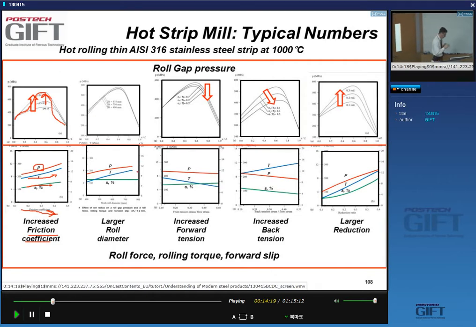And you can see what the effect is of larger roll diameters. If you increase the roll diameter in this direction, you know that the force that you need is proportional to the square root of R. So you see that the pressure increases and the torque increases.